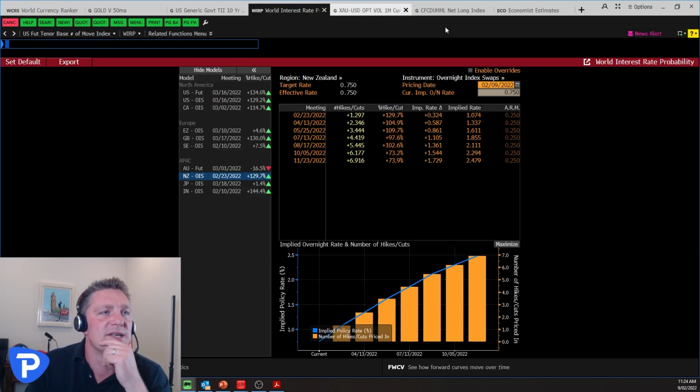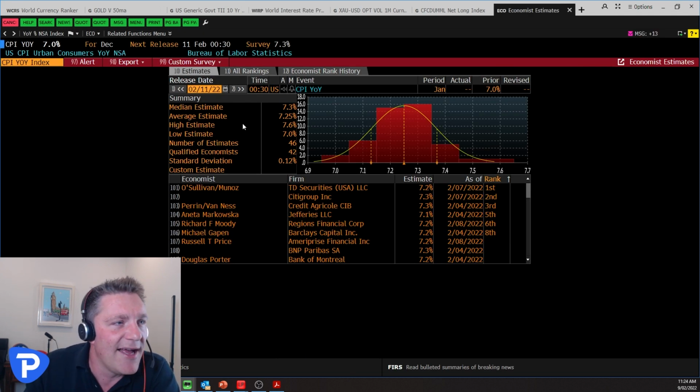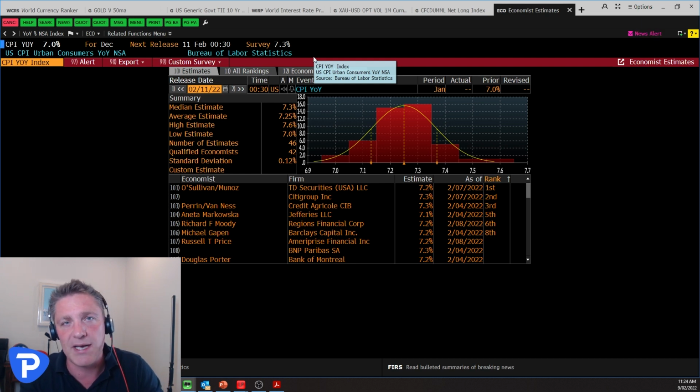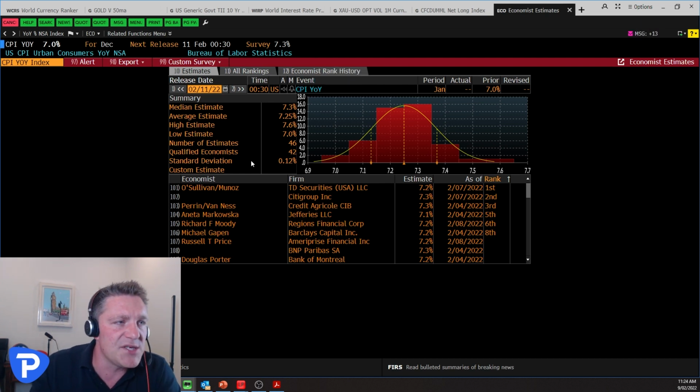I want to have a look at the calendar now because I've got a fly hanging over my face, which is really annoying. But you can have a look at the calendar and you can see that there's a CPI number coming out tomorrow. And I'm saying this before the CPI number. This is really all that matters this week. I know we've got some ECB speakers, we've got some Bank of England meeting speakers. But for me, it's about the CPI number.